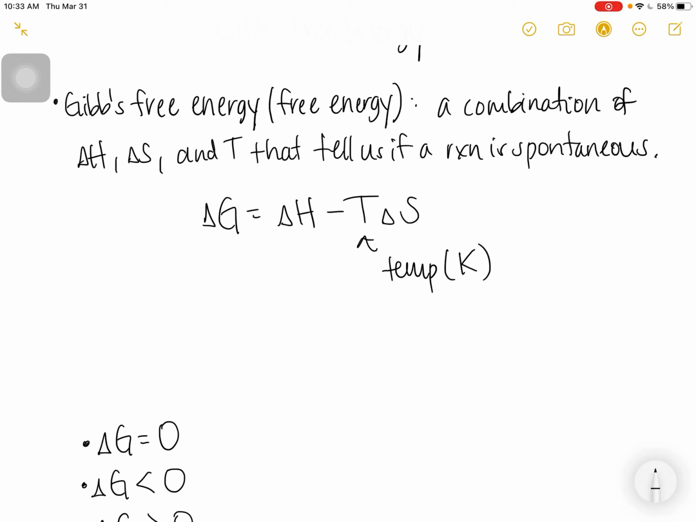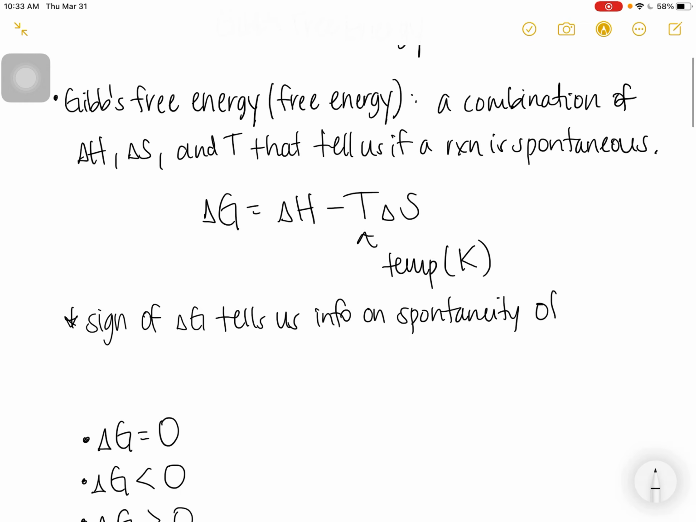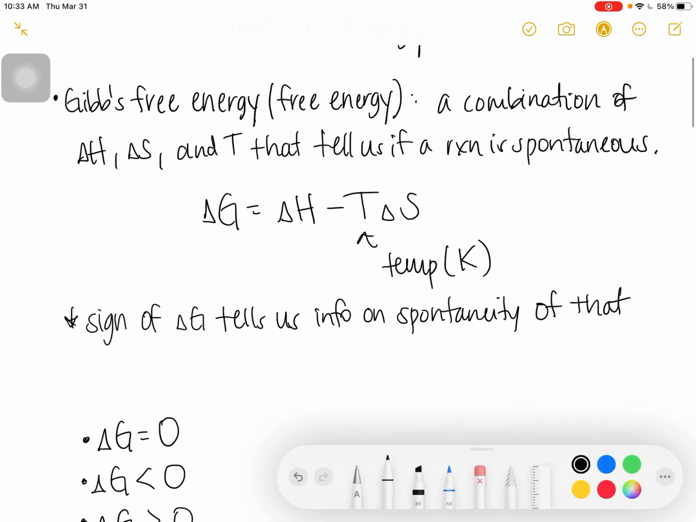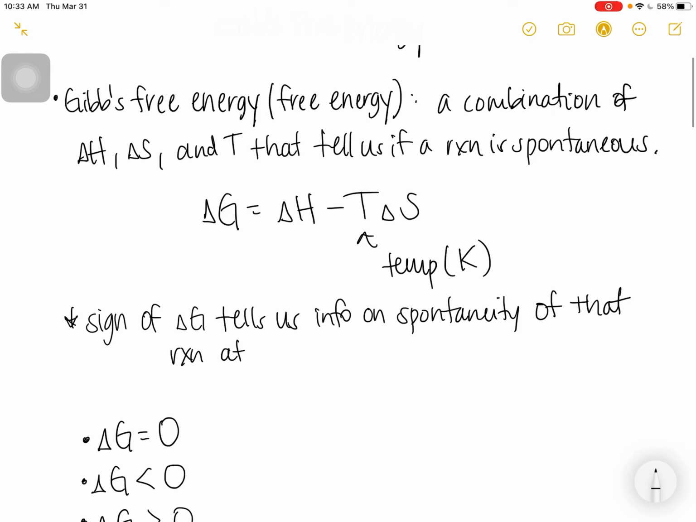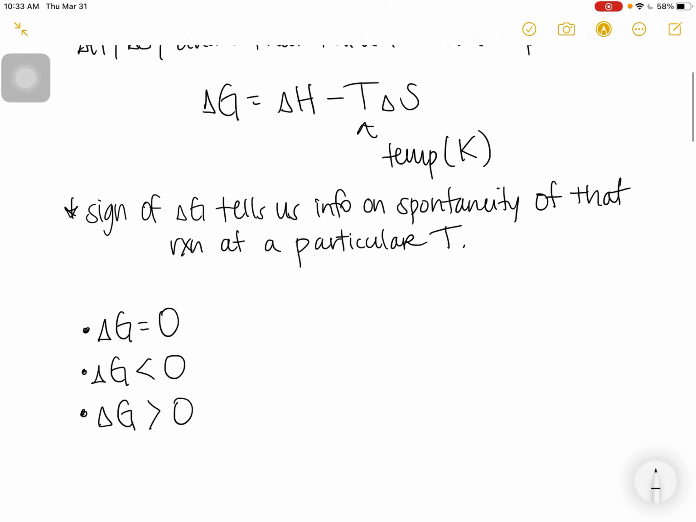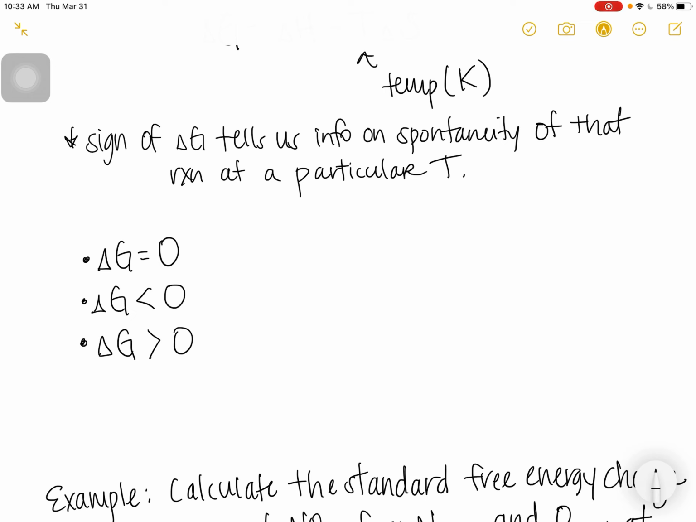is entropy. And then of course we know from our prior lesson that the sign of delta G tells us info on the spontaneity of that reaction at a particular temperature. And so we've seen before, but just a brief recap.